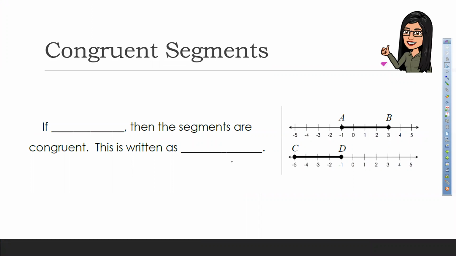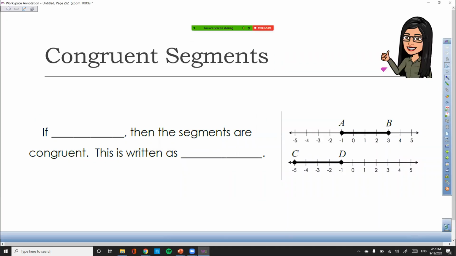Congruent segments. In this case, if we look on the right, we have two segments now. We have segment AB and segment CD. If we compare their lengths, let's look at segment AB. We find the length for it. We have 1, 2, 3, 4. The length of segment AB is 4 units. And the length of segment CD is 1, 2, 3, 4, also 4 units.